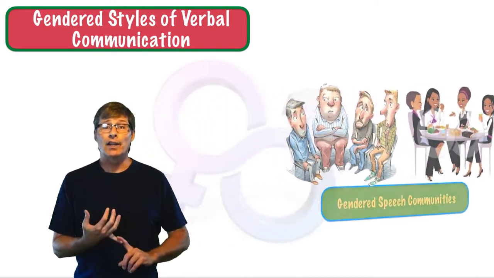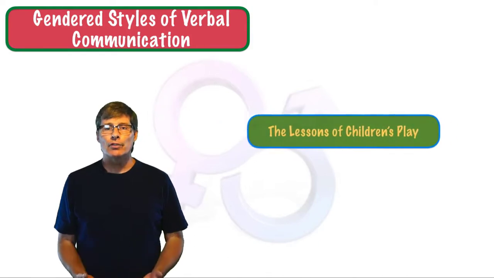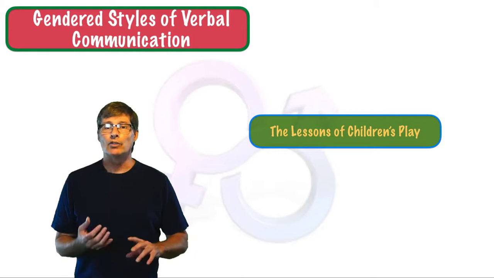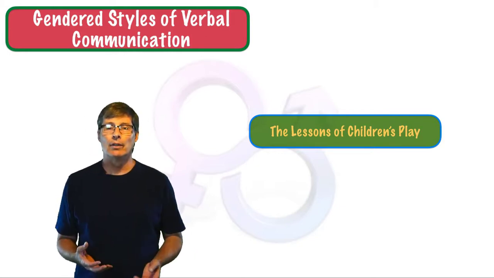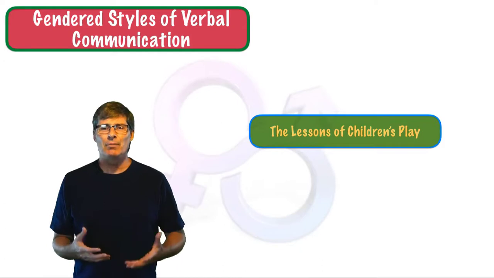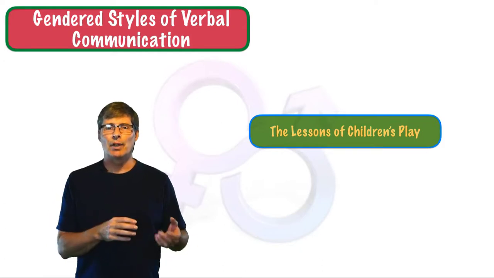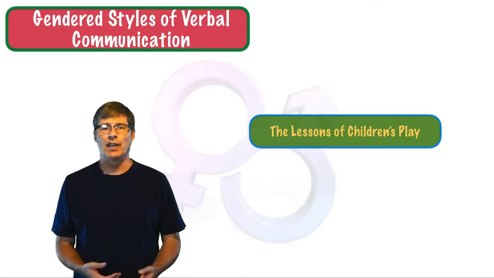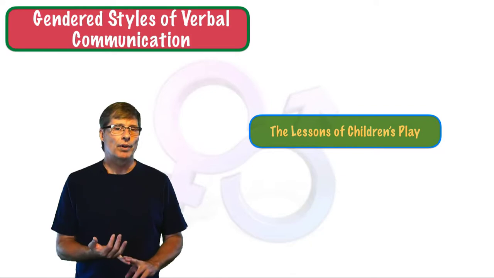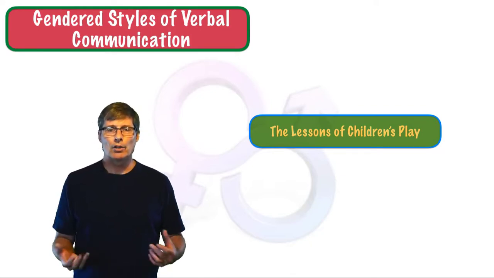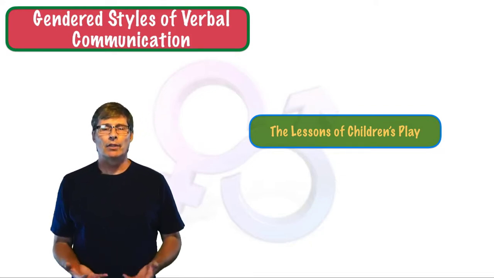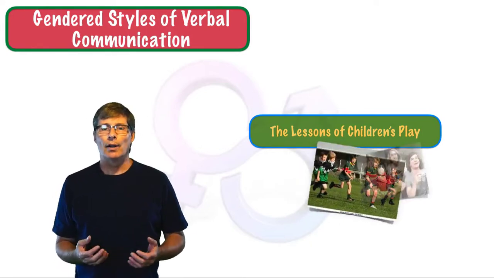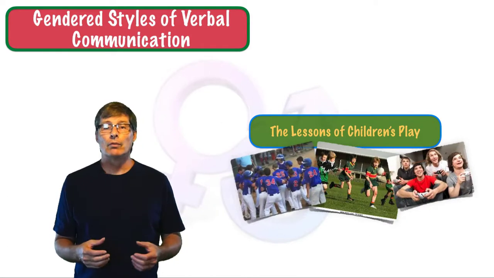So the second point is lessons of children's play. Researchers have drawn connections between the way children play and how they communicate. These patterns seem to develop since children tend to play in same-sex segregated groups and play different kinds of games based on those groups. We'll begin with boys. Boys' games are often played in large groups and are competitive, have clear goals, include rough housing, and have distinct rules and roles within those games.